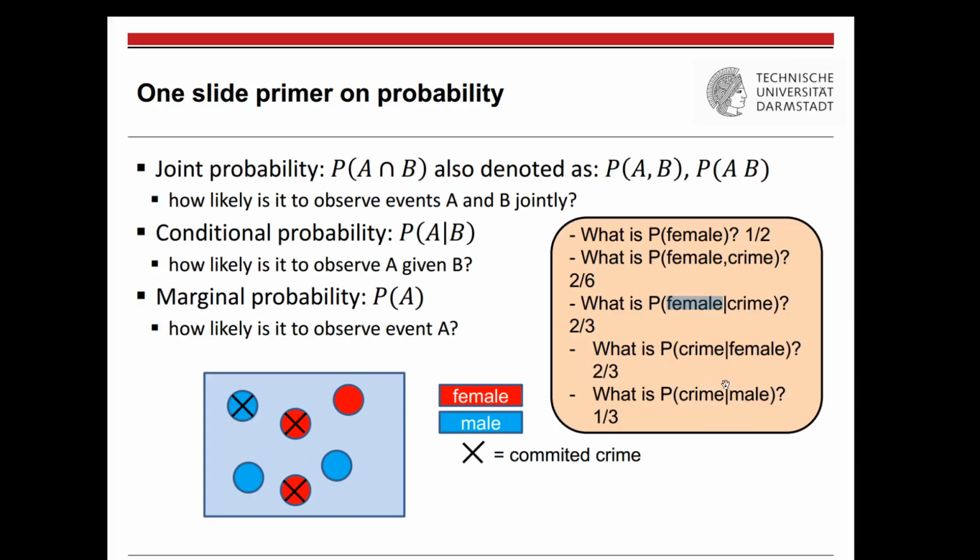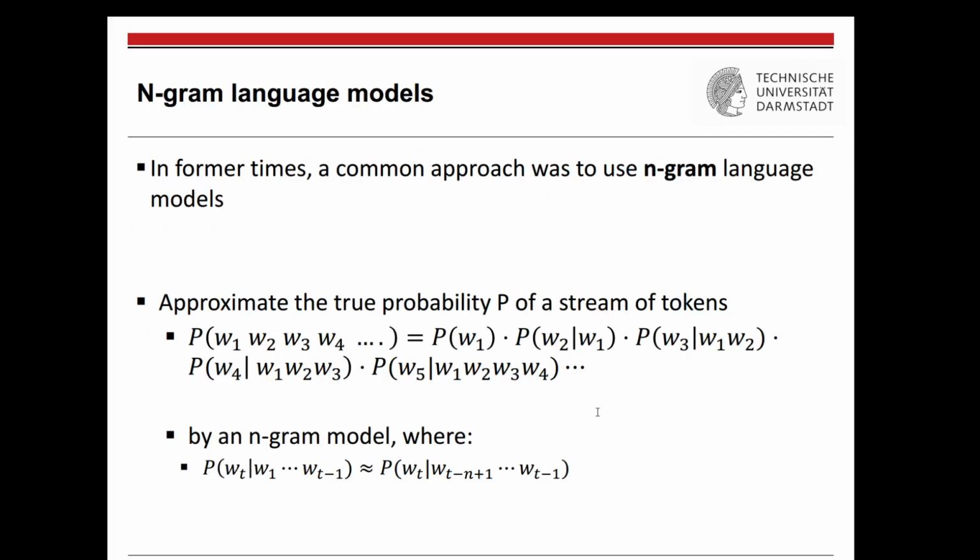What in this space is the probability that, given that somebody is male, this person will commit a crime? We have all the males in blue here, and those that commit a crime. Well, that's 1/3, right? Okay, so this was the one-slide primer on probability.